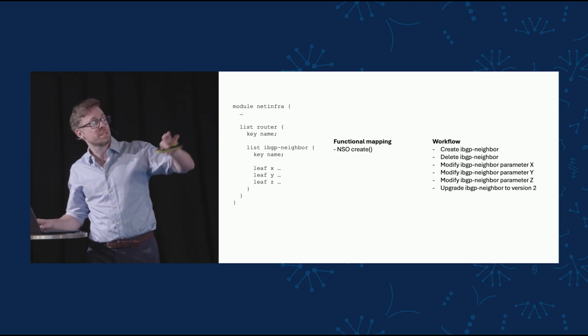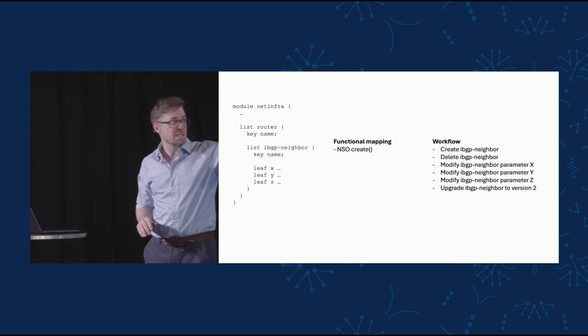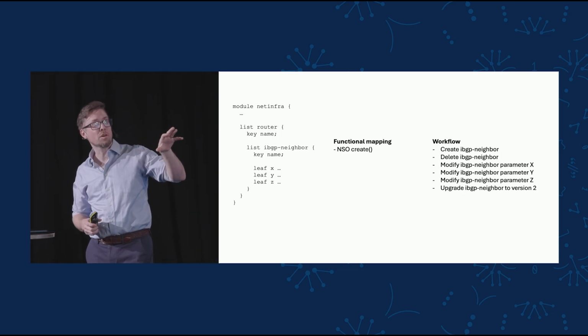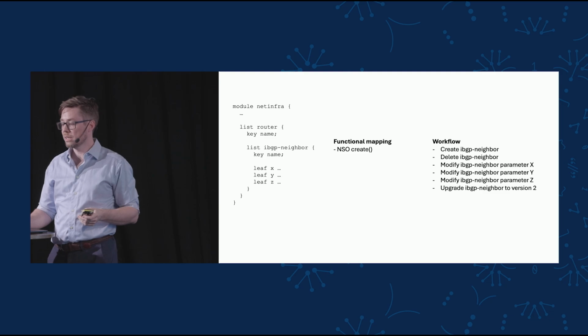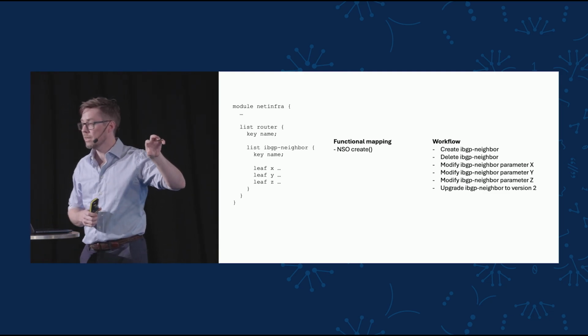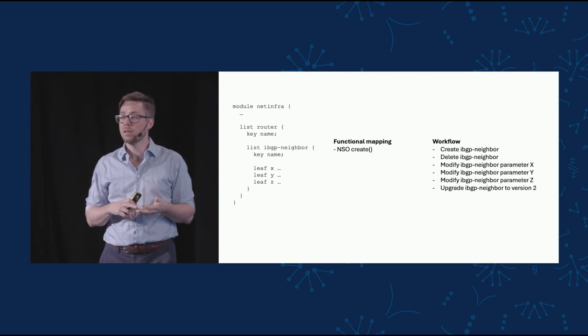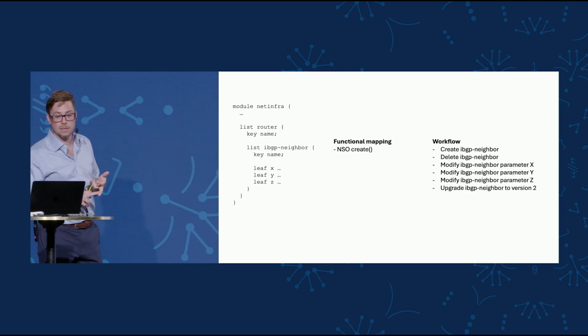So, if we just sum this up, with the Yang models that we have for an IBGP neighbor with NSO, we just get this very simple, single create function. That's all we need in NSO in order to manage all of these cases: create, update, as well as delete.